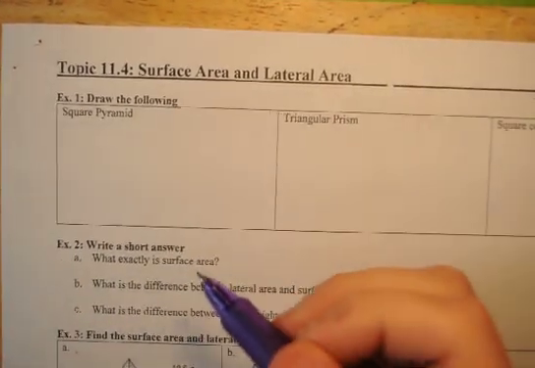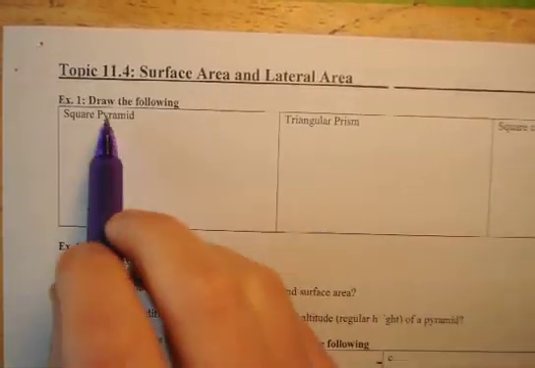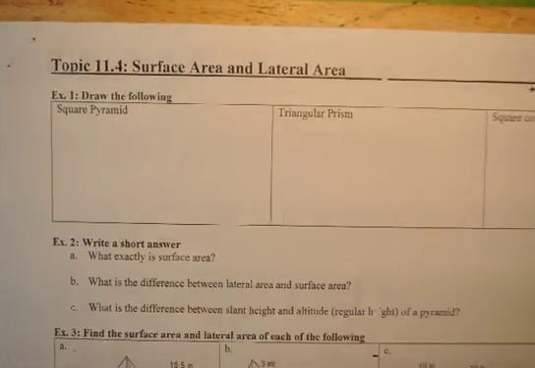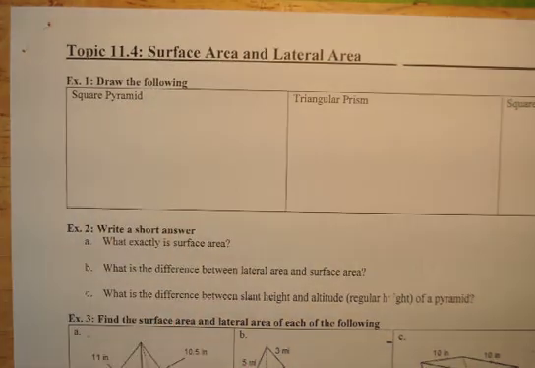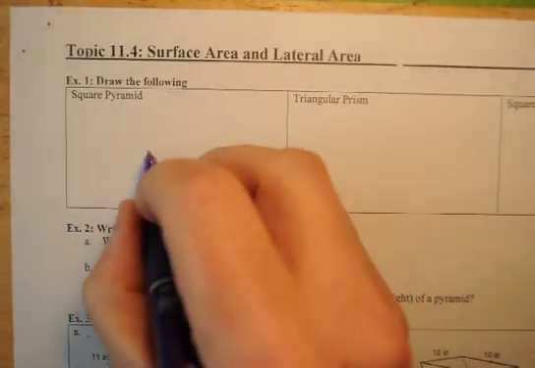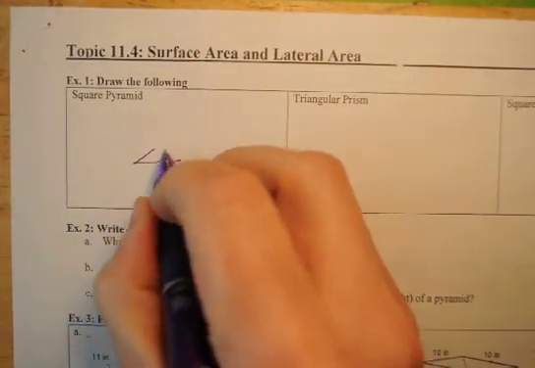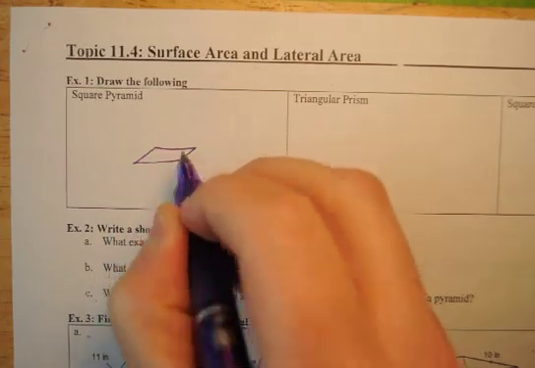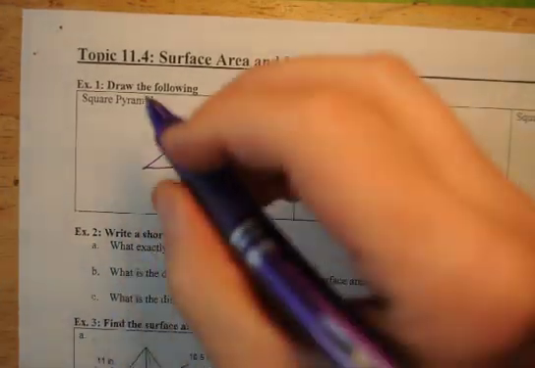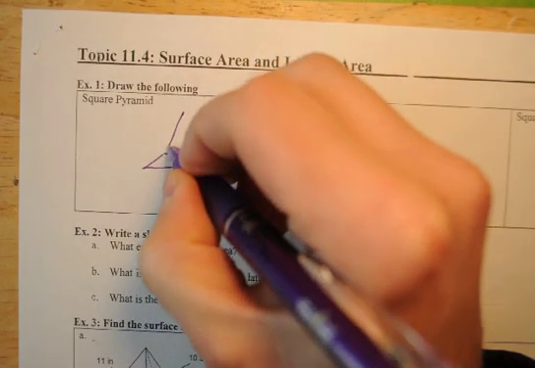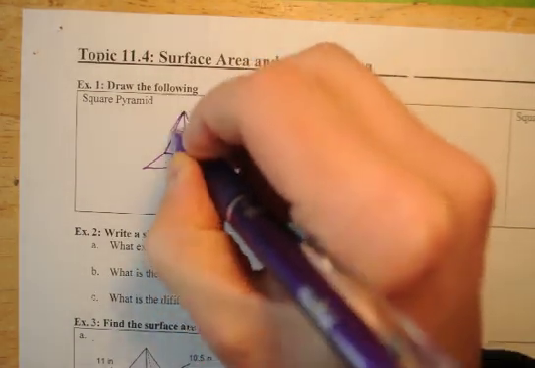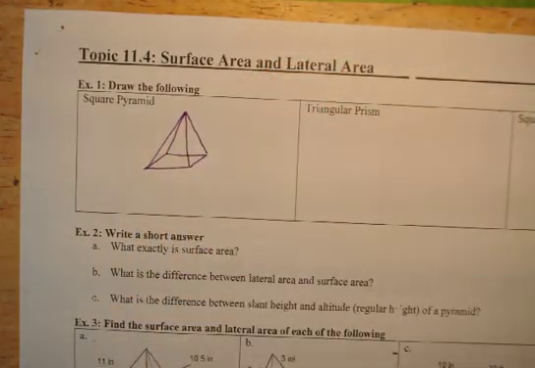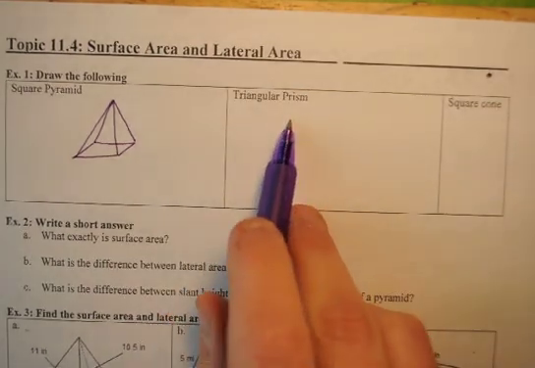Okay, now we got the formulas down, we can start doing some problems. Alright, so the first thing is draw the following: a square pyramid. That's easy enough. You draw what looks like a parallelogram, but it's got dimension to it. There's our square pyramid. Draw a triangular prism.